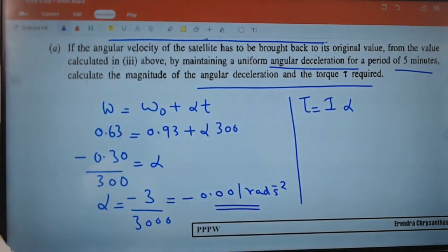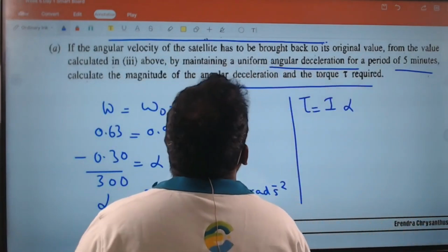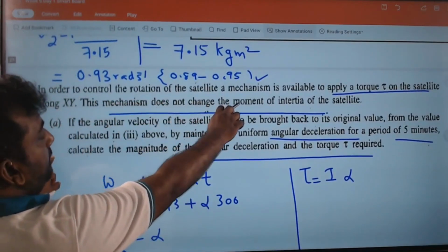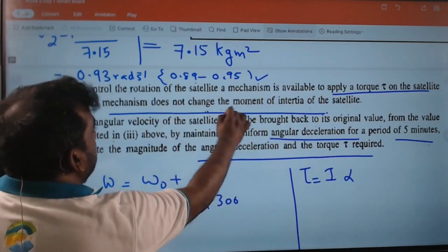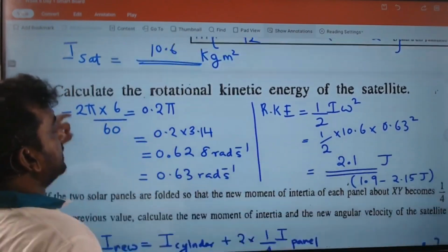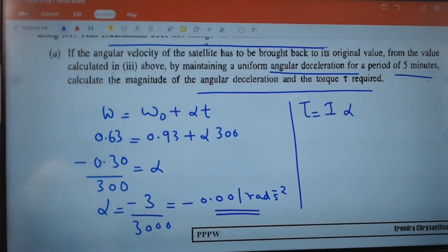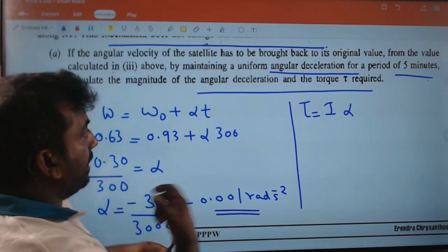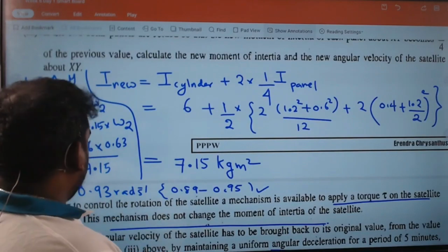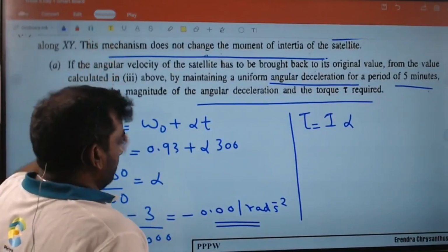They are telling you here that the mechanism applies torque to control the rotation and does not change the moment of inertia of the satellite. So the moment of inertia will remain the same. It was 10.6, but now it has become 7.15. So the moment of inertia remains the same.